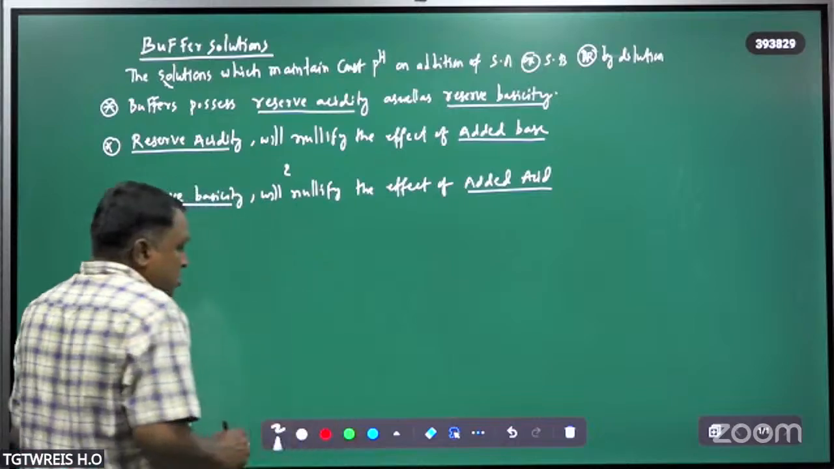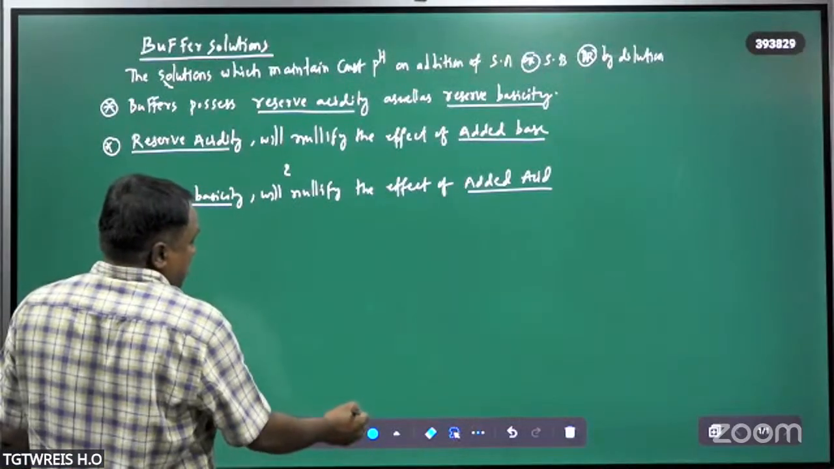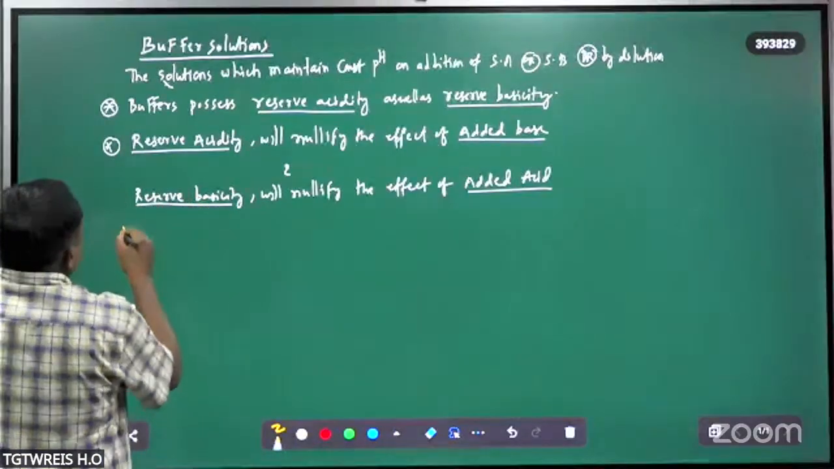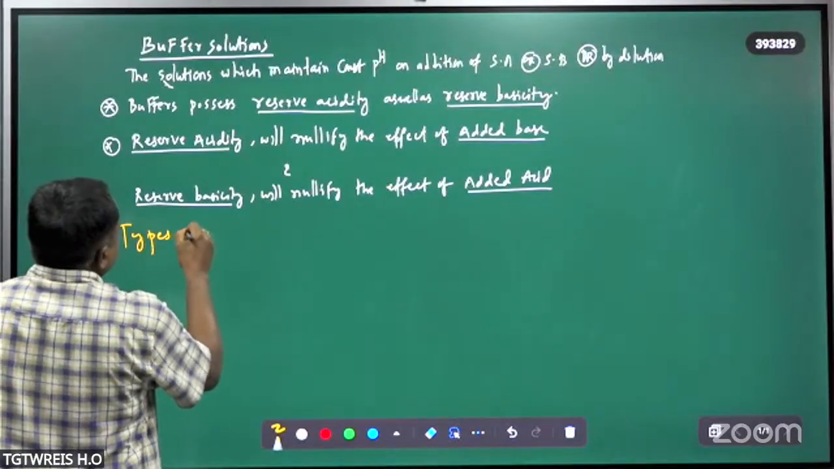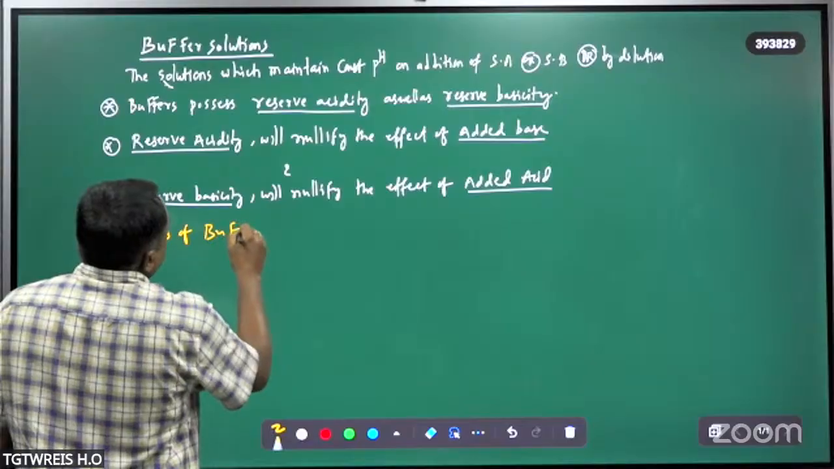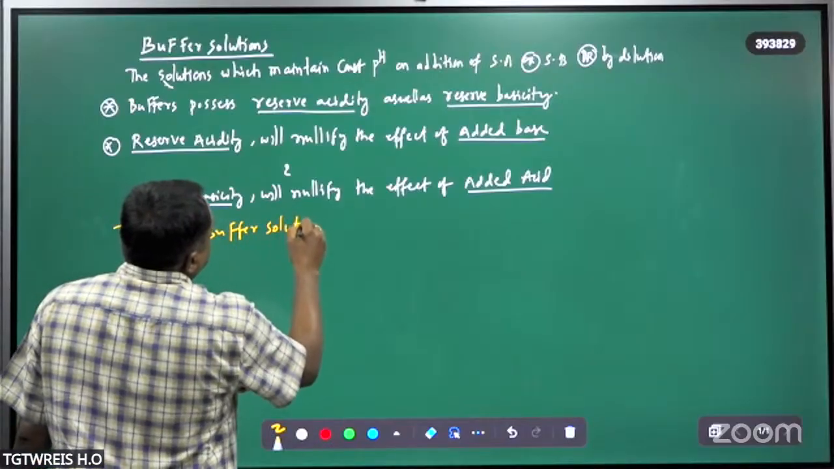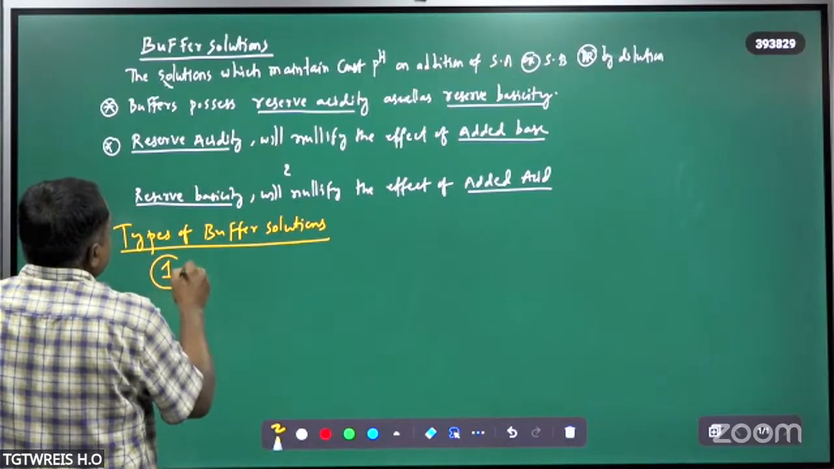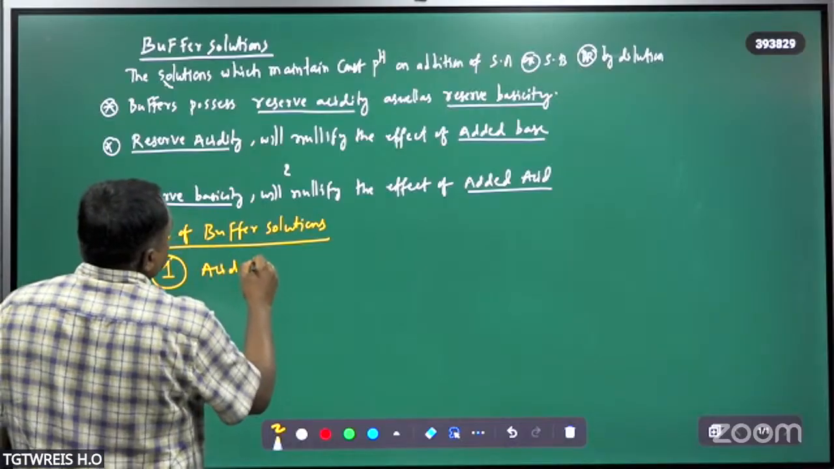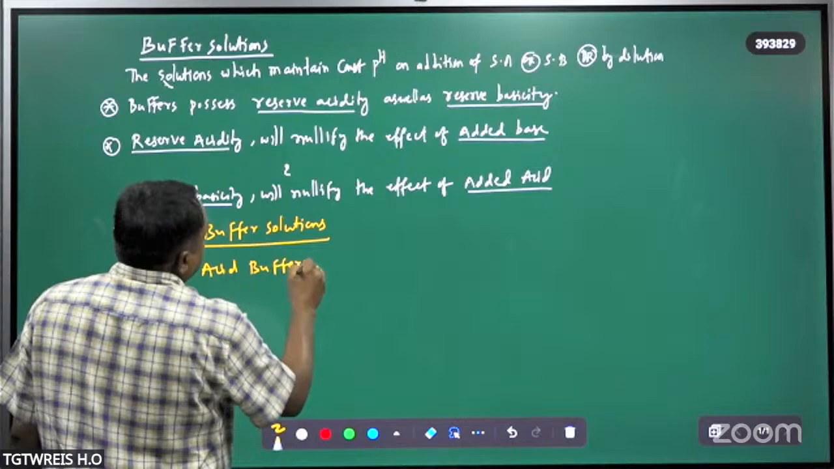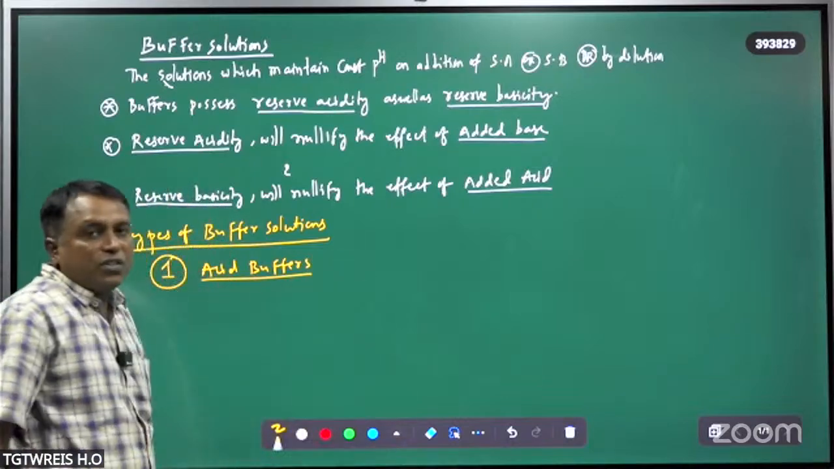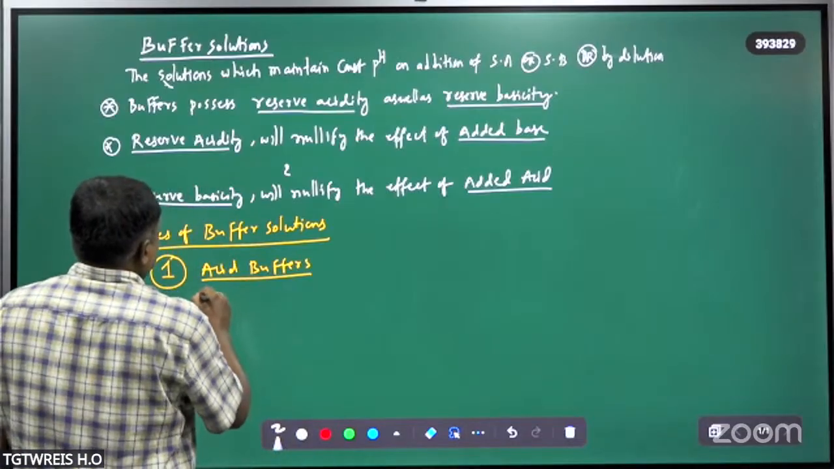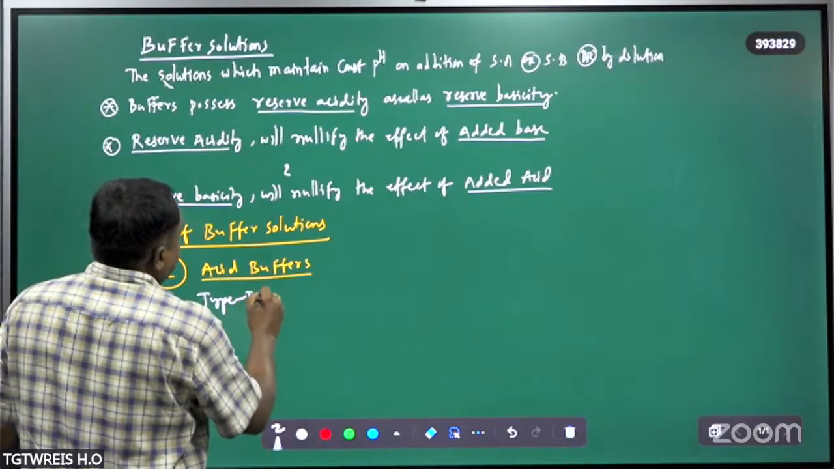After this, we are going to discuss the types of buffer solutions. There are various types of buffer solutions. Number one is acid buffers. Acid buffers are one of the important types of buffer solutions. So what are acid buffers? The first type is type 1 acid buffers.